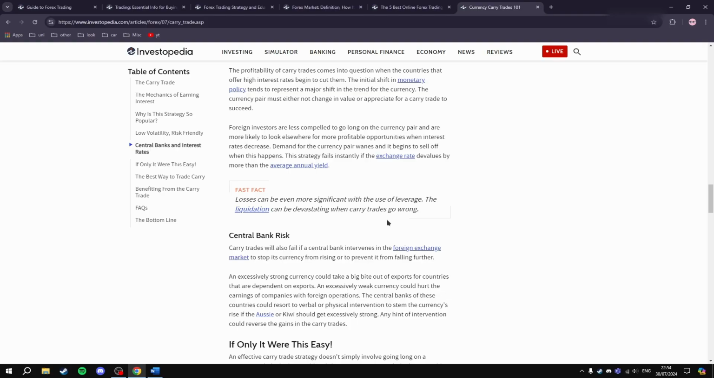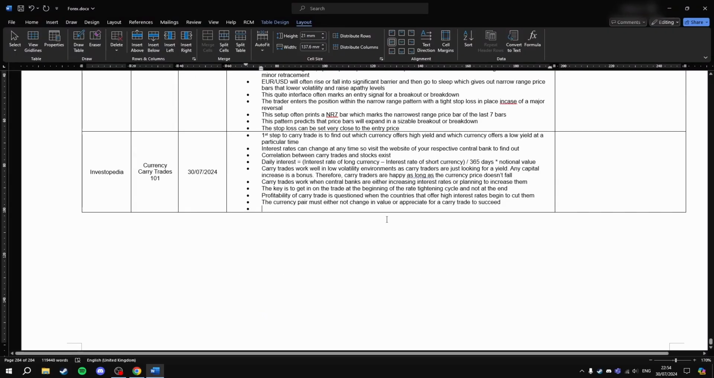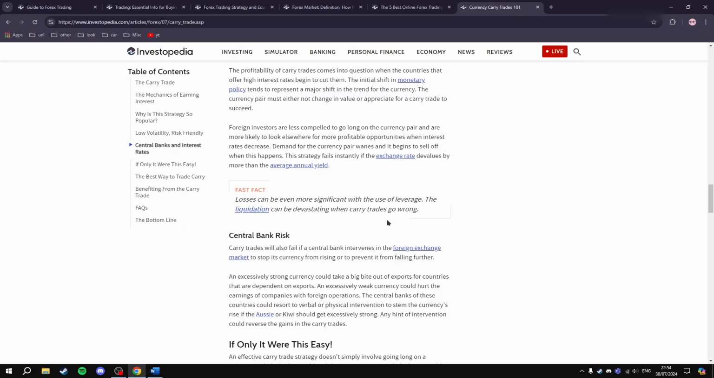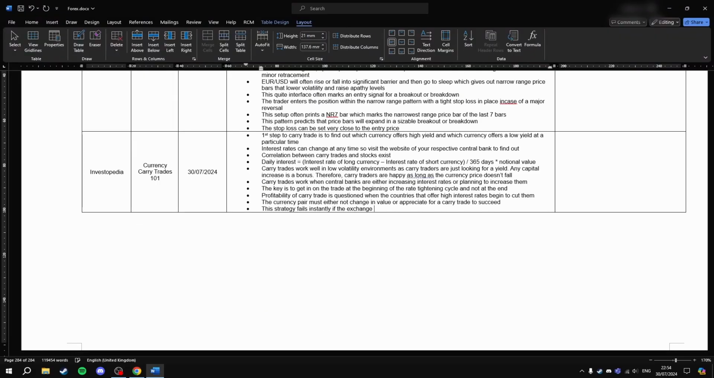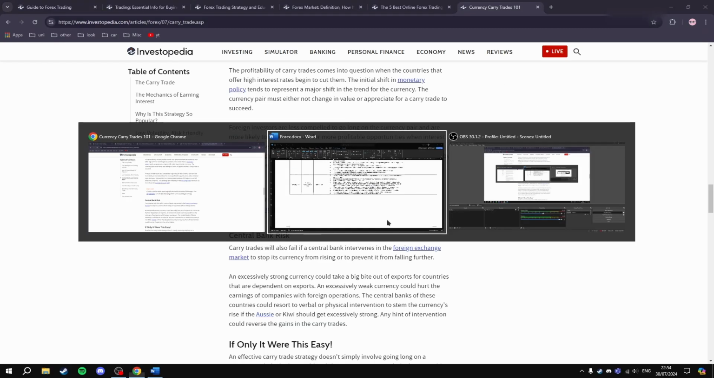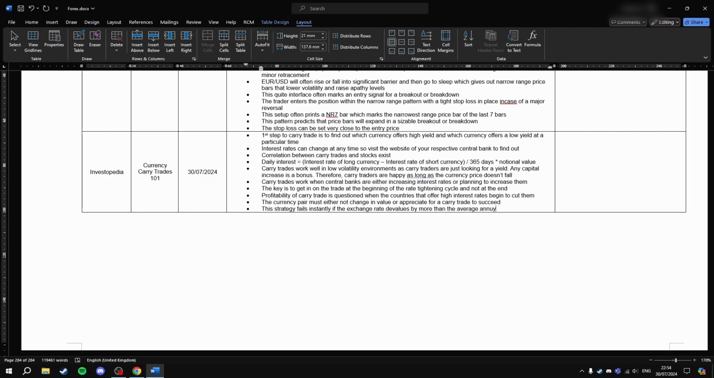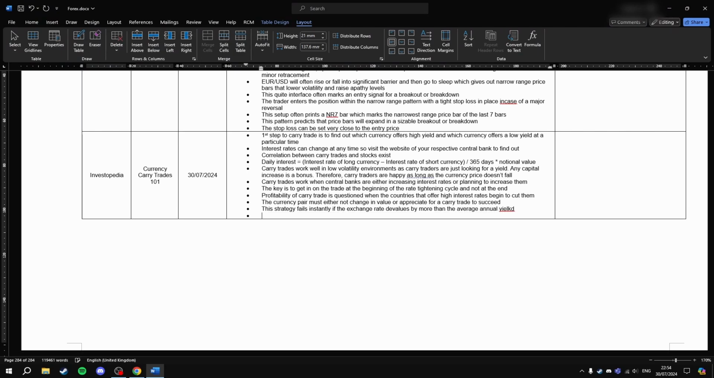Demand wanes and it begins to sell off. This strategy fails instantly if the exchange rate devalues by more than the average annual yield.